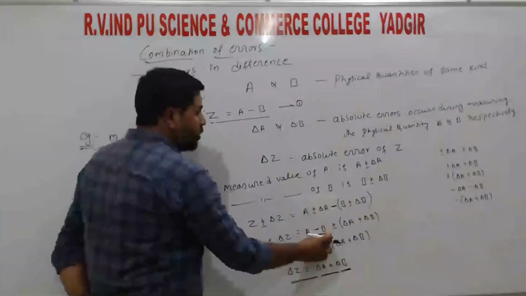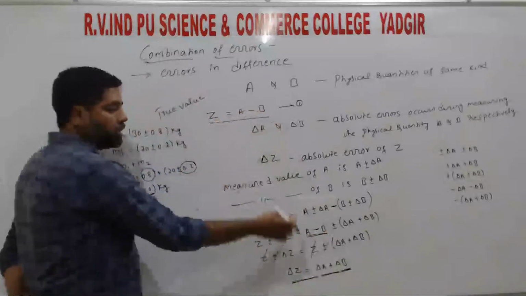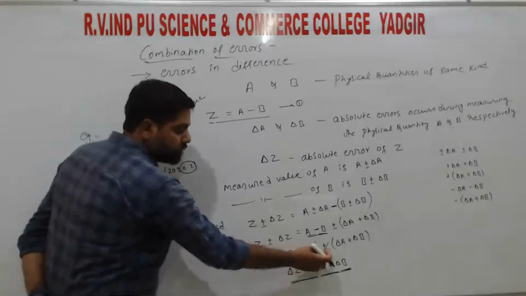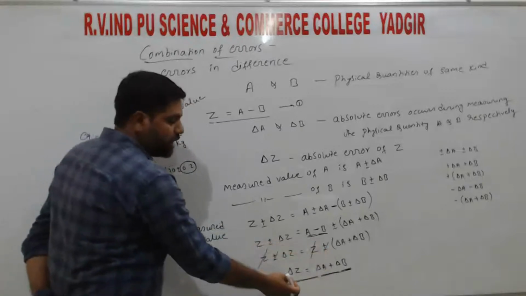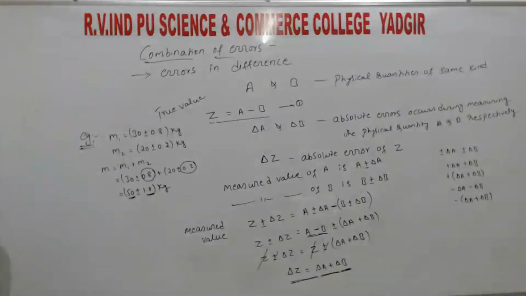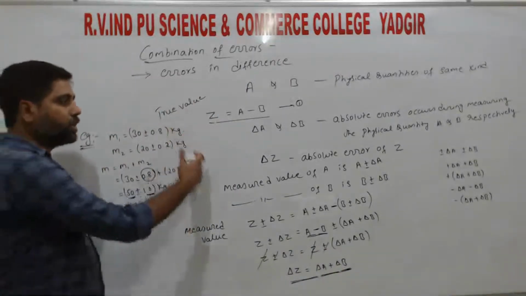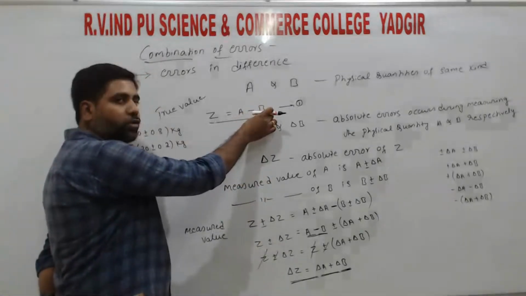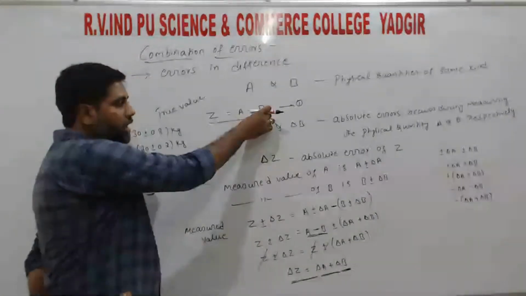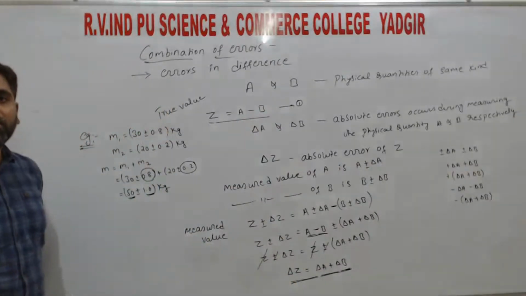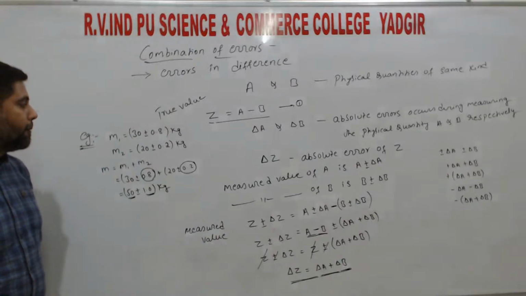So again, A minus B from equation 1, that is substituted for Z. So Z gets cancelled, plus or minus gets cancelled. Again delta Z is equal to delta A plus delta B, right? So it is the same; the only change is that this is a difference. So the difference between two physical quantities, that is A minus B. So here the absolute error is always the sum, right?